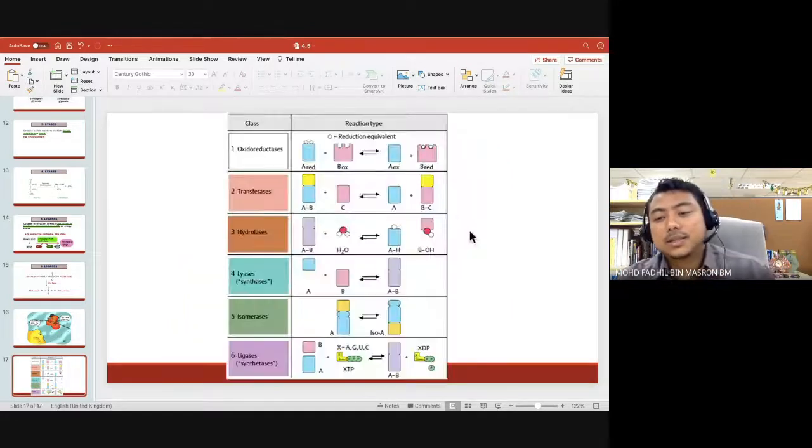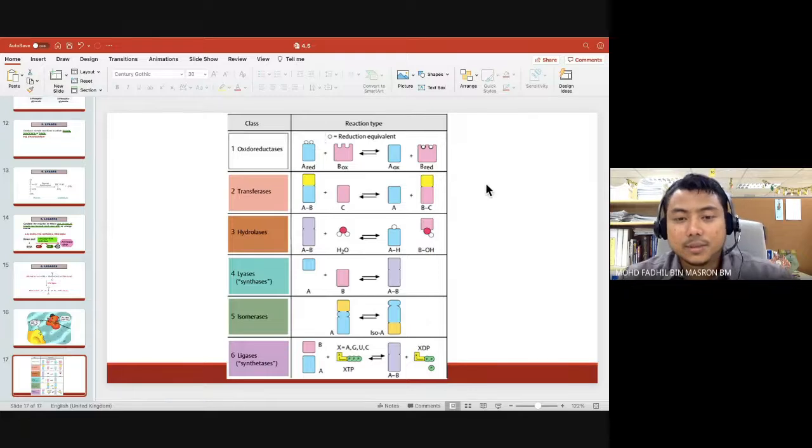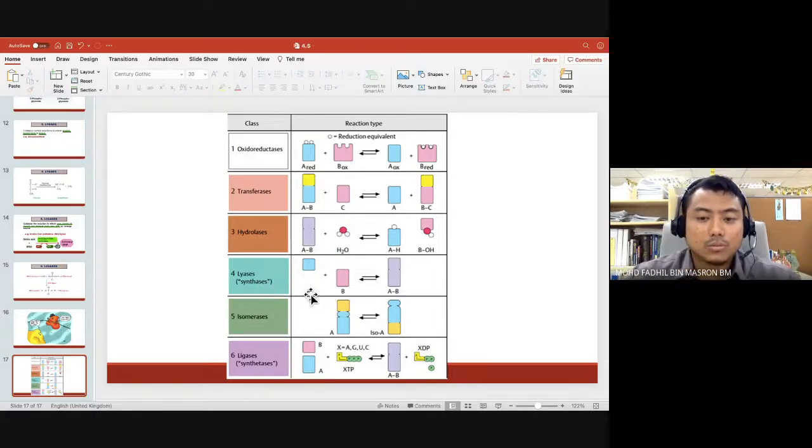Okay, so kita dah sampai ke penghujung session dan chapter ini. Basically oxidoreductase melibatkan reduction and oxidation, transferases pindah tempat, hydrolases potong tapi with the addition of water, dengan bantuan air. Liases potong tanpa gunakan air, isomerases pindah-pindah tempat, rearrange dalam molekul yang sama, and ligases adalah cantumkan dua molekul. So that is pretty much for this chapter 4.